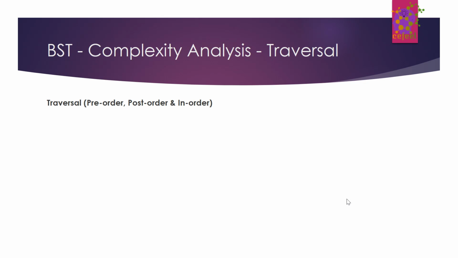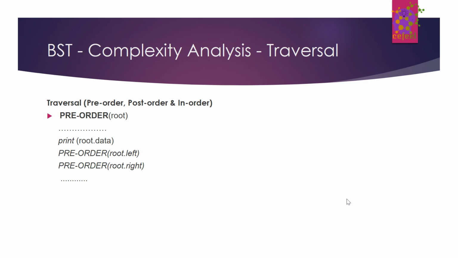In the traversal of a binary search tree, if you notice, all the 3 traversals are pretty similar in terms of time complexity. It's just that the order of printing is switched or flipped. So we'll just take one of the strategies and see how it looks. Let's take the pre-order strategy. In pre-order, we first print the root, and then we call the left, and then we call the right.